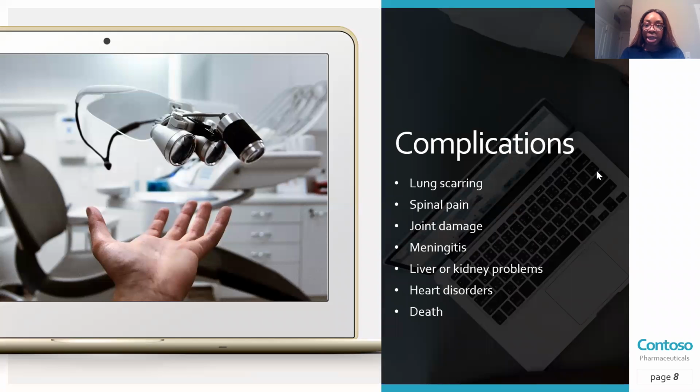So looking at the complications, some of the complications of tuberculosis are lung scarring, spinal pain, joint damage, meningitis, liver or kidney problems, heart problems, and death is another complication. So a lot of these complications stem from the bacteria actually spreading to those areas. Another complication is that someone who has had tuberculosis and has been treated for the disease can get tuberculosis again. And usually in those cases, it's harder to treat, especially if it's resistant to some of the common treatments that we use.